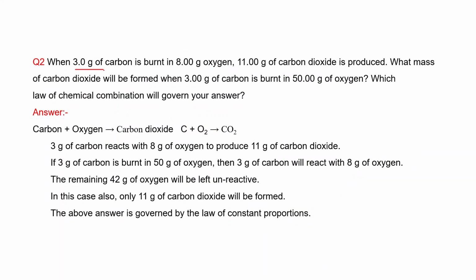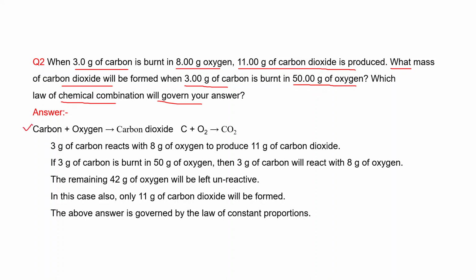When 3 gram of carbon is burnt in 8 gram of oxygen, 11 gram of carbon dioxide is produced. What mass of carbon dioxide will be formed when 3 gram of carbon is burnt in 50 gram of oxygen? Which law of chemical combination will govern your answer?